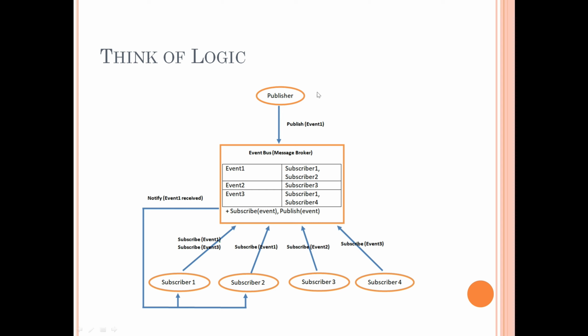This publisher will publish events. Suppose this publisher publishes one event called event 1, and we already know that event 1 is subscribed by subscriber 1 and subscriber 2. That's why this event bus is going to notify subscriber 1 and subscriber 2 here.